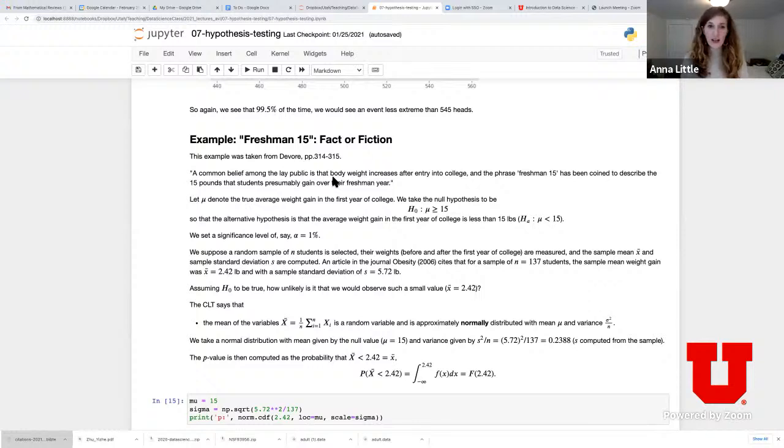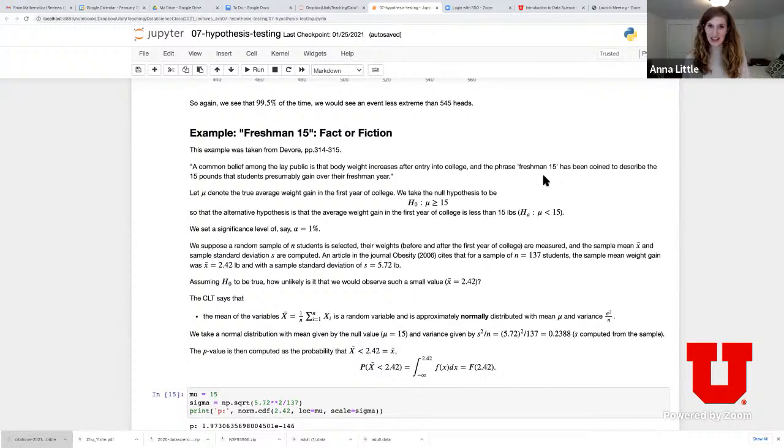All right, let's go ahead and get started back from our break. So let's just look at a couple more examples of hypothesis tests. So here's the freshman 15. It's a common belief that first year college students tend to gain weight, and how much weight? About 15 pounds, right? This is called the freshman 15. So let's actually do a hypothesis test to see if this is actually valid.